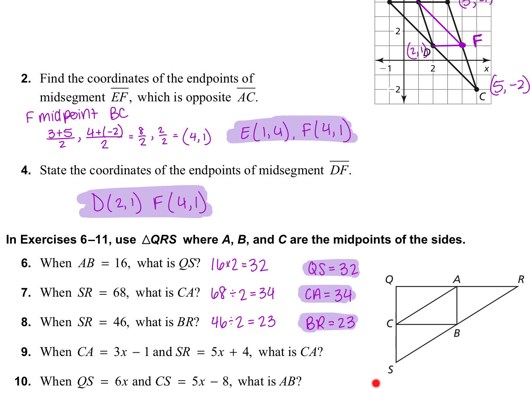And then looking at this one, SR is 42. They want you to find BR. Remember, these are your midpoints. They're halfway. So if this entire thing is 46, this segment is half of 46, which is 23.